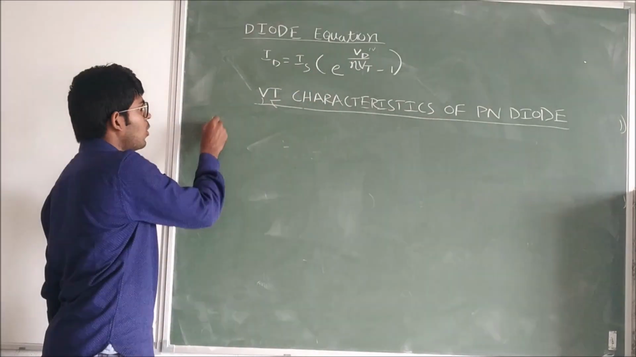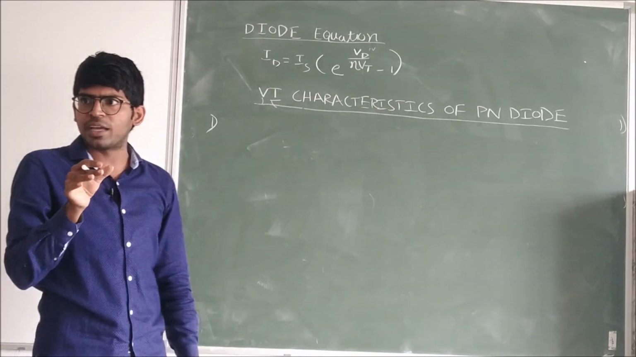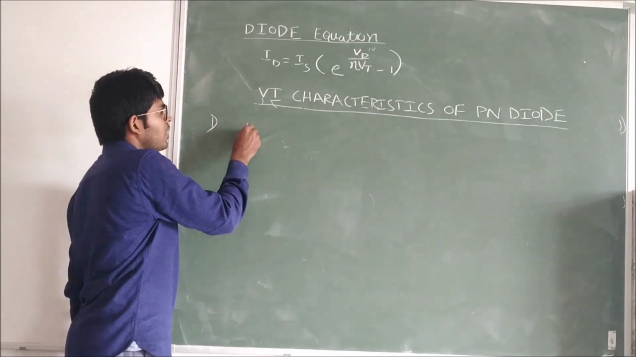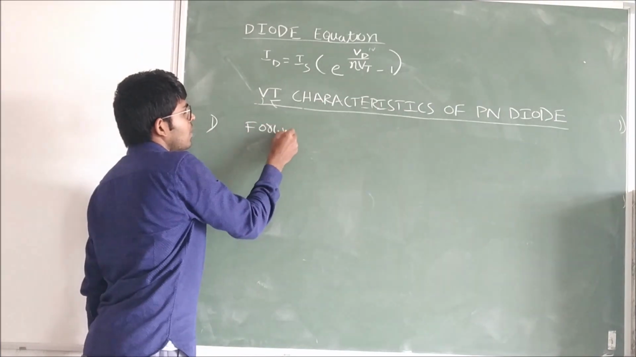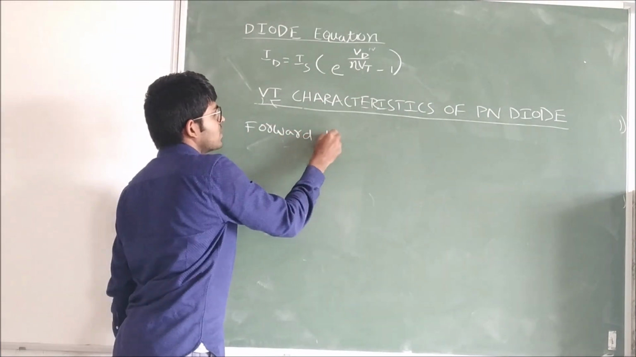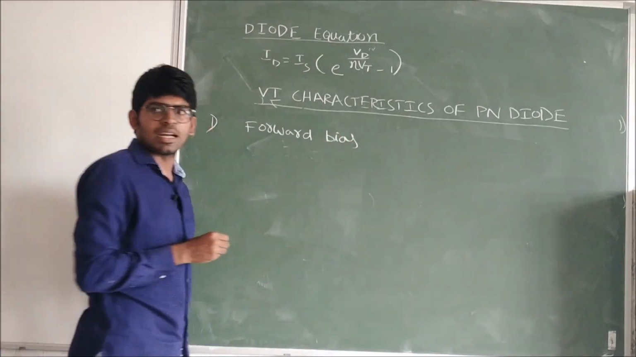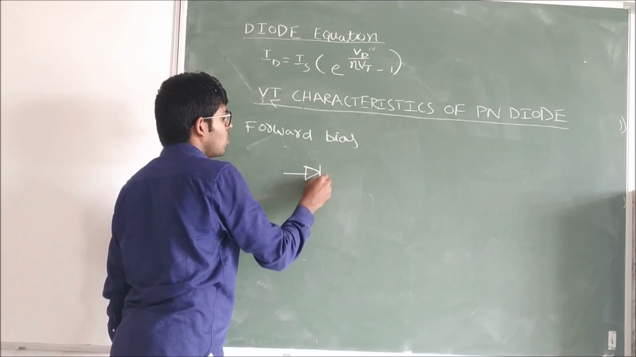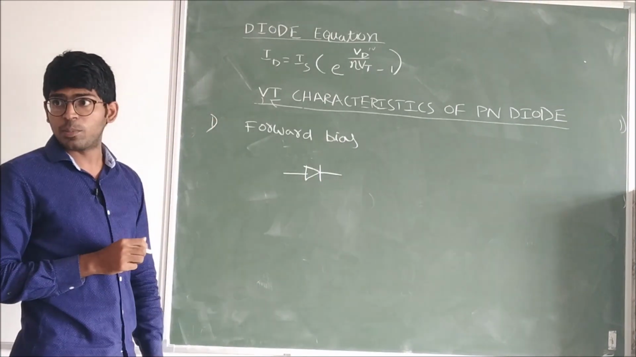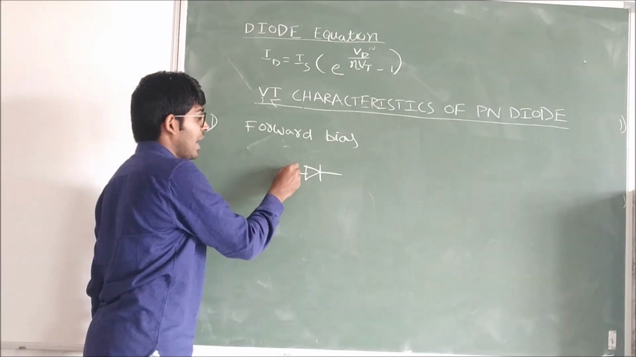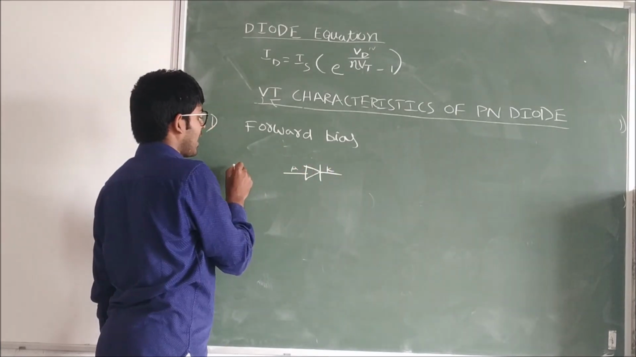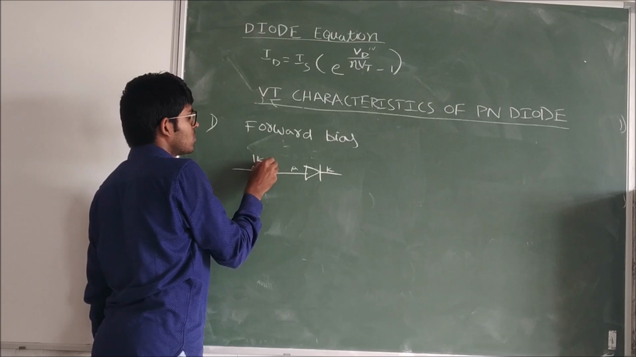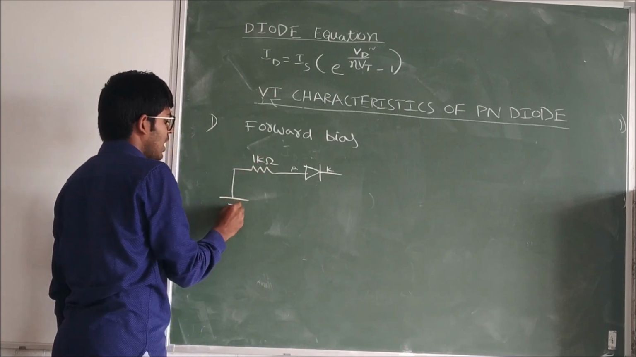For that, first we have two conditions. We can connect the diode in forward bias or in reverse bias. So first we are seeing forward bias, where the diode is connected in forward bias. For that, I am taking a diode. This is the electrical symbol of the diode. This is the anode and this is the cathode. I am taking one resistor, 1 kilo ohm. This is the RPS.